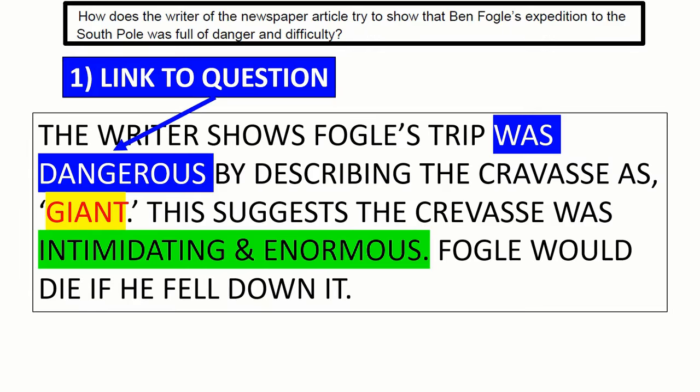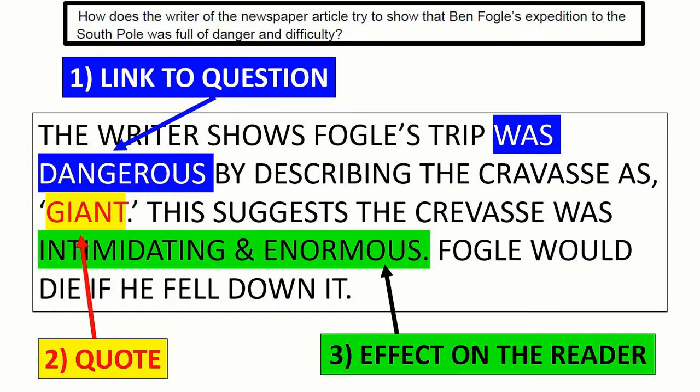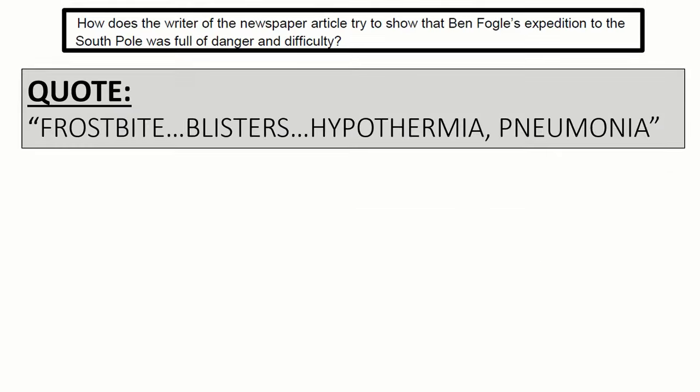So again, I've got my 1 is my link to my question in blue, my yellow is my quote number 2, and my 3, the effect on the reader. So I need 3 parts when I do my answer. Occasionally you don't have to do the green if it's a really, really obvious quote. And I guess you don't have to start each time with the writer shows the trip was dangerous, difficult. You could just start with the quote. However, I would do it occasionally because it's really good to keep linking back and keeps you focused on the question.